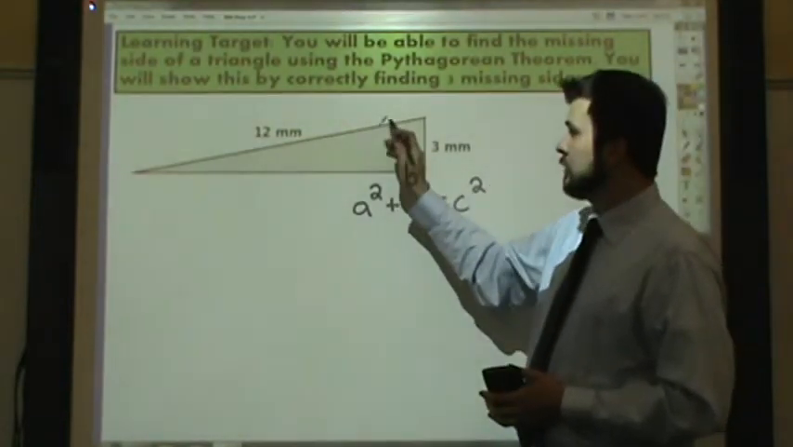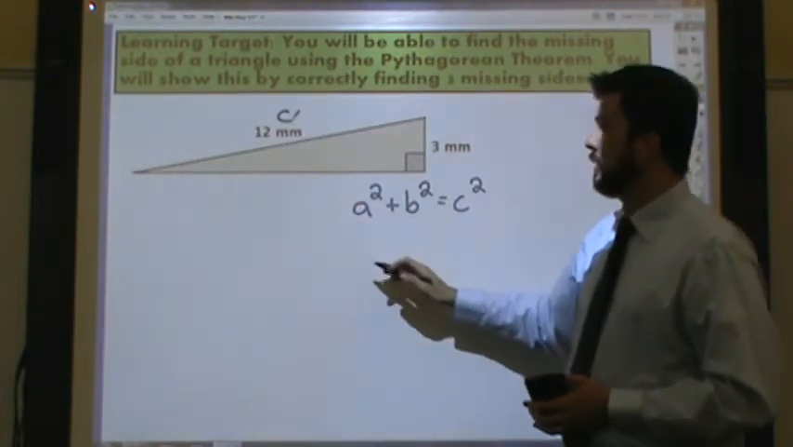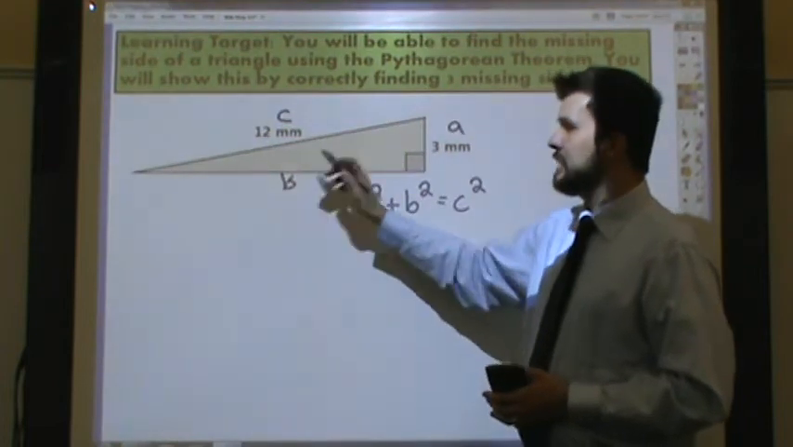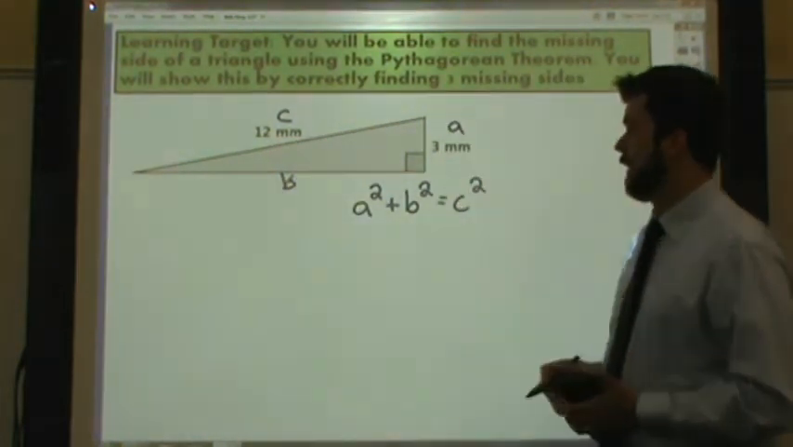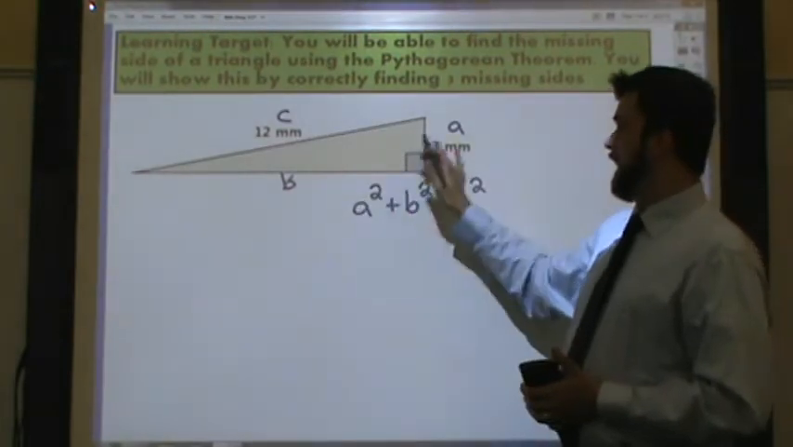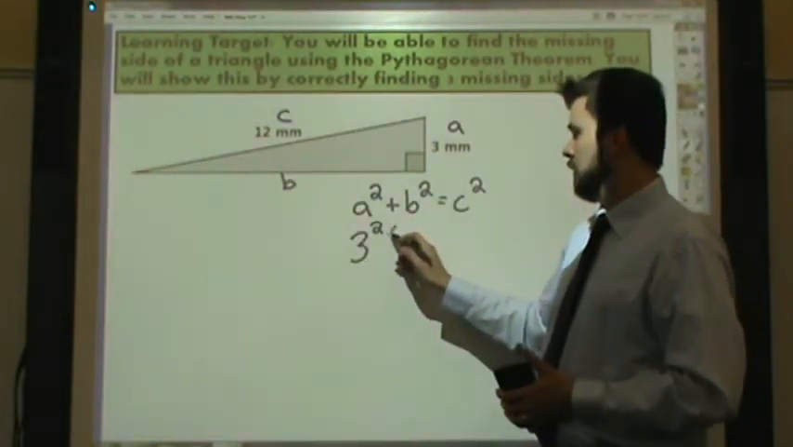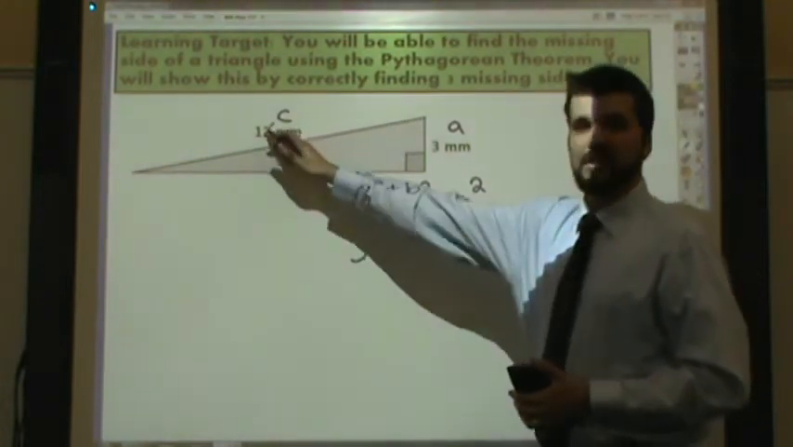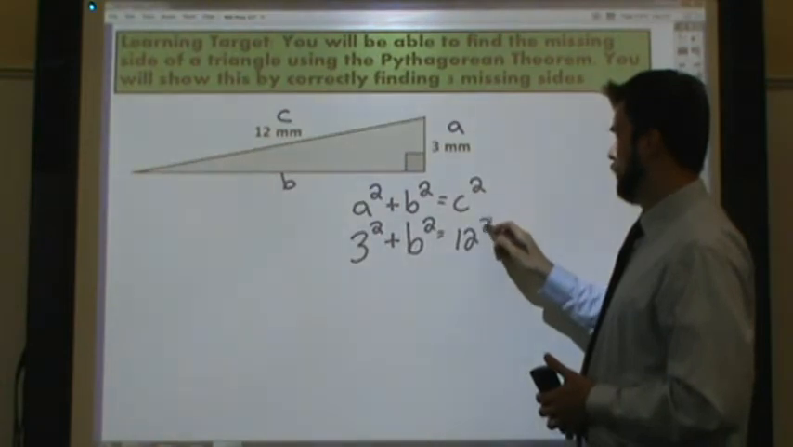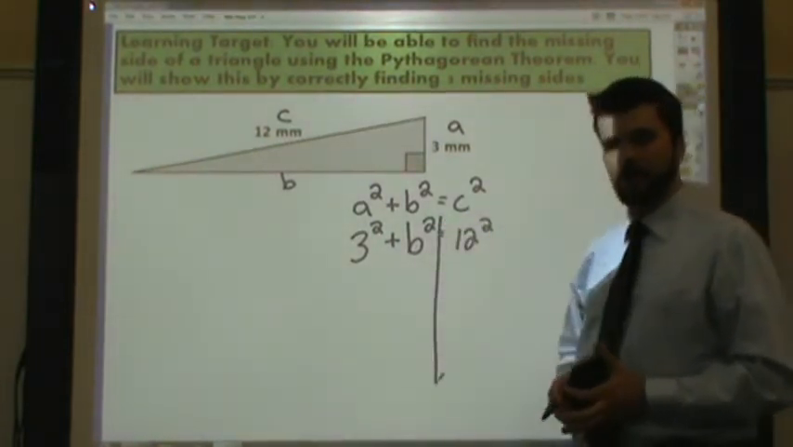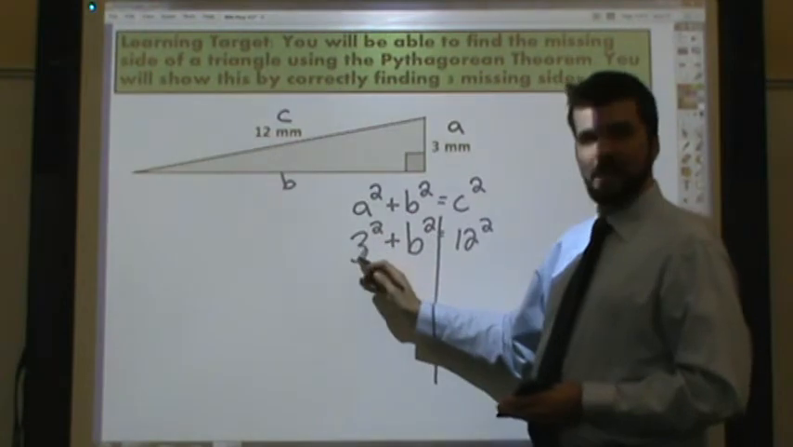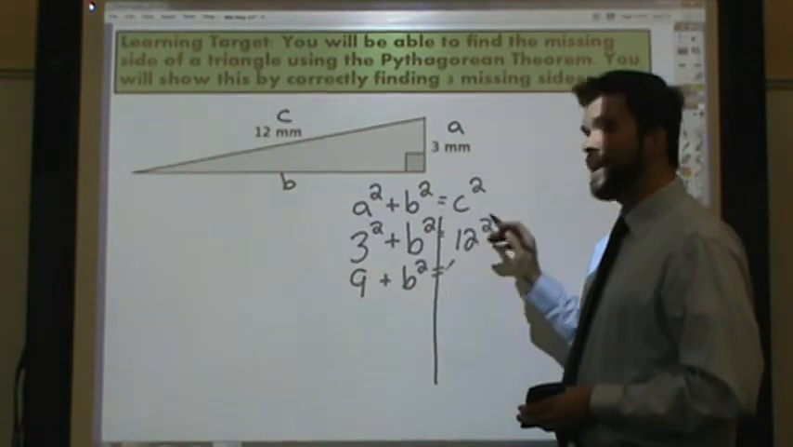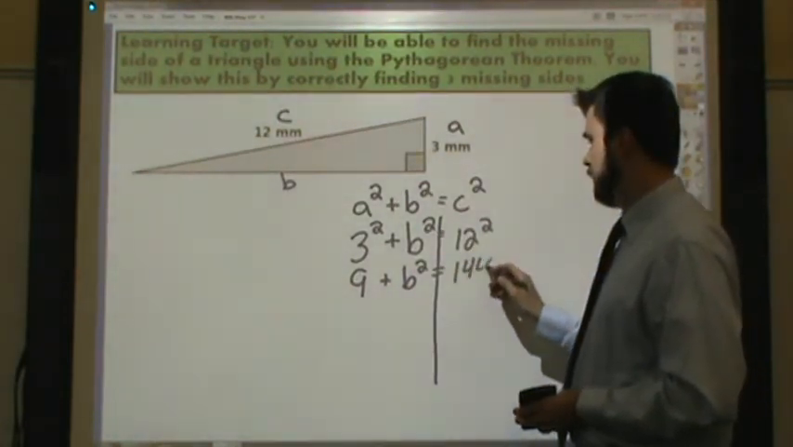The one across from the right angle, the longest side, has to be my C. My A and my B, it doesn't really matter which one you call A and B, they're just the 2 legs on that right angle. So my A I'm going to call 3. The B I don't know, so that's staying. And the C is 12. Again, on this kind, the wall might help you. This is 3 times 3, which is 9. And 12 times 12, which is 144.